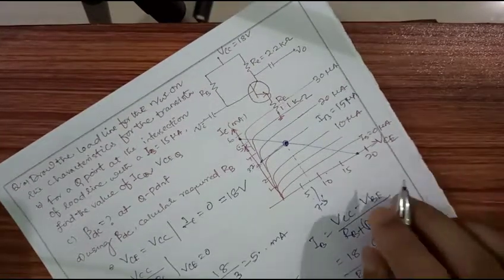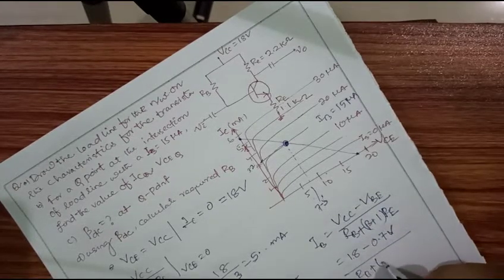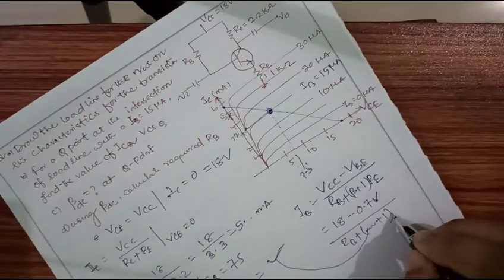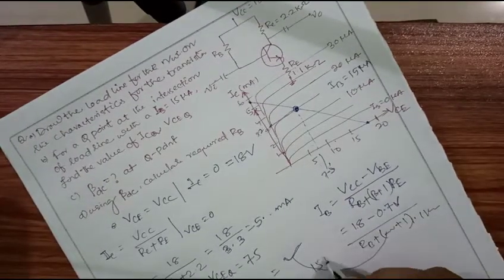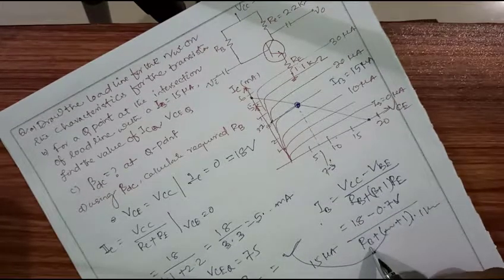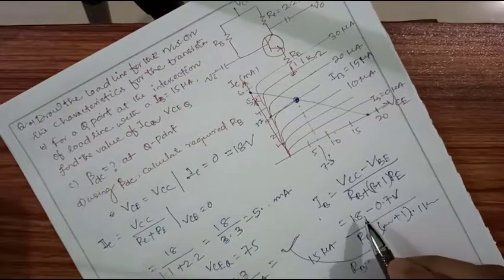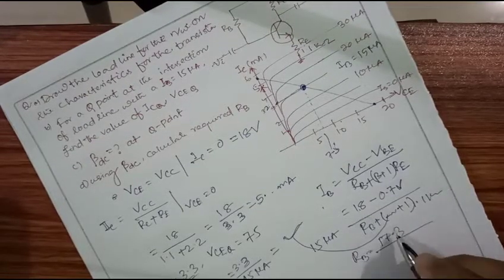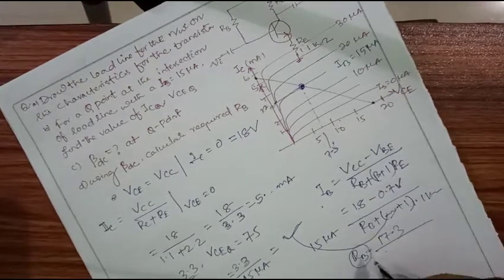The beta value is what we found from here, 3.3 upon 15 microampere. Whatever value you get, you put in as the beta. Then beta plus 1 multiplied by RE. RE is given as 1.1 kilo, and IB is given as 15 microampere. So we know IB, VCC, VBE, everything except RB. If we solve this, we get the RB value: 18 minus 0.7, which is 17.3, divided by 15 microampere, minus beta plus 1 times RE. You know everything, so you can find the value of RB.